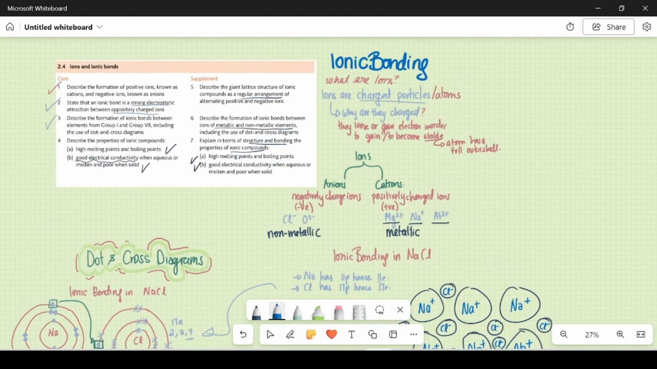So yeah, that's pretty much it. What am I missing here? I think that's all. That's pretty much it.